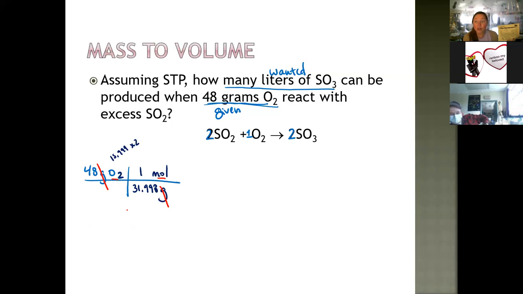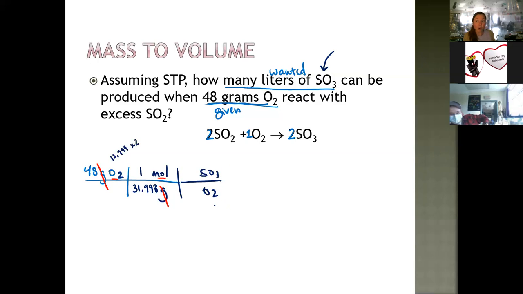As soon as I have moles, what can I do? What can I do with moles? Not yet. If I convert moles to liters, I'm going to have liters of oxygen. I don't want liters of oxygen. Yeah, we're going to use our mole ratio to flip oxygen into SO3. So we're going to go ahead and flip our chemicals now.